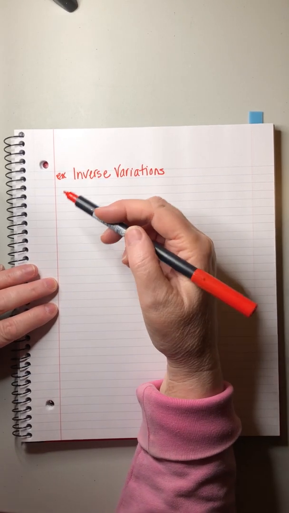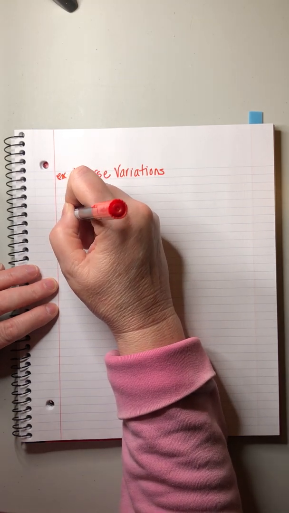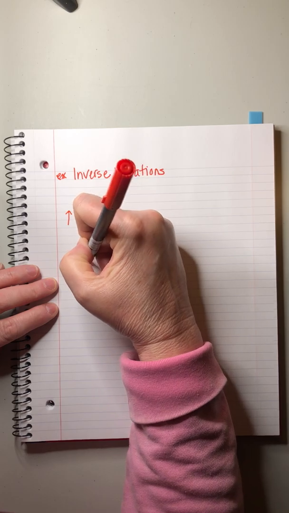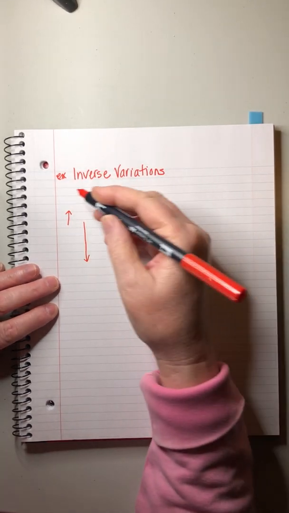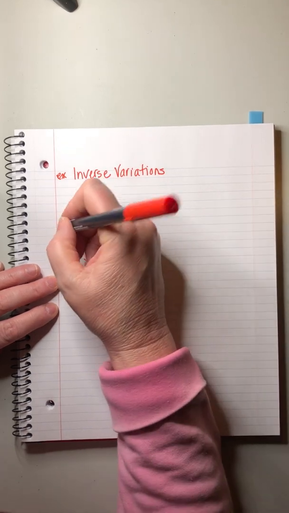So what's happening is that our pizza is disappearing before our eyes, because as the number of boys increases, the amount of pizza that we have is decreasing. Okay? This is called an inverse variation, because as one thing is going up, the other thing is going down.